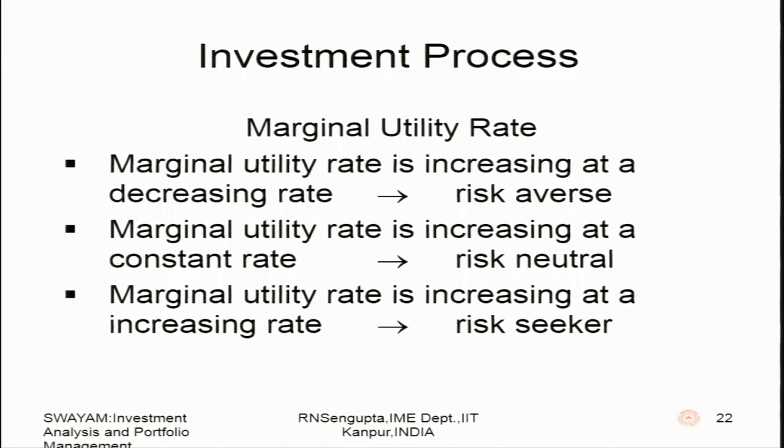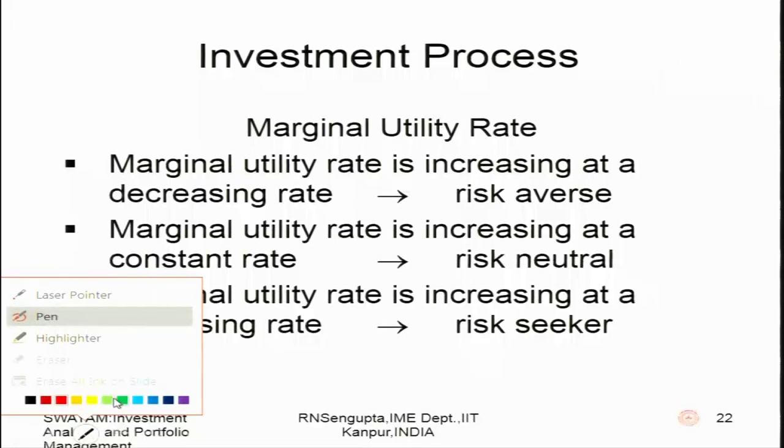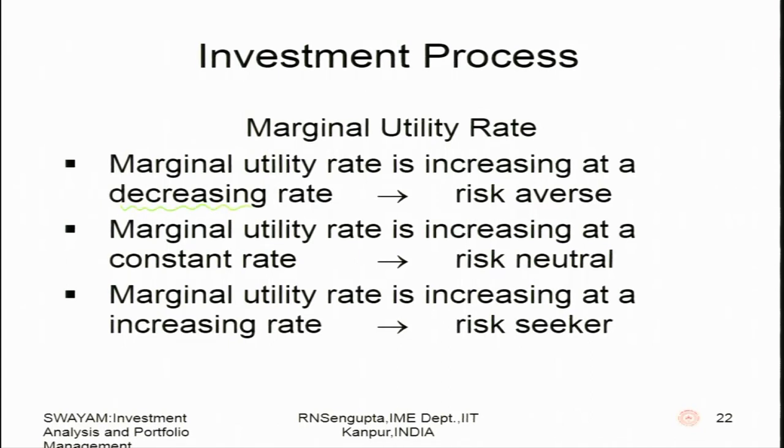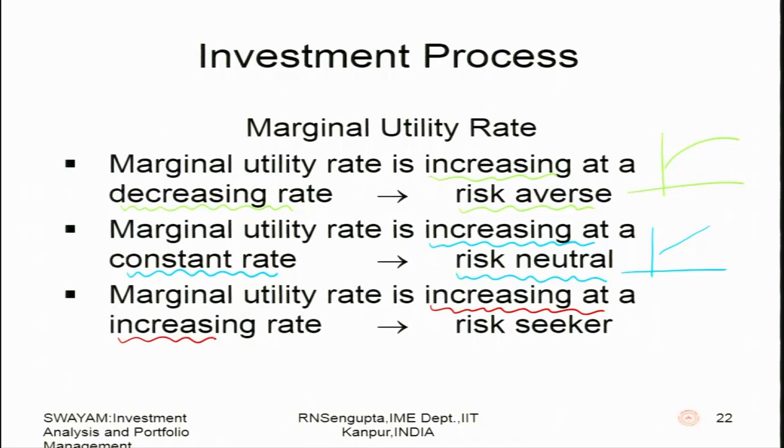So, the marginal rate is increasing at a decreasing rate. So, it is increasing, but slowly decreasing. That is increasing at a decreasing rate, which is a risk aversion property. Let me again draw the graph. The marginal rate increasing at a constant rate, the rate is not changing, slope fixed, is a risk neutral property. This is the graph. And the case when it is increasing at an increasing rate is a risk seeking property, an increasing graph like this. Again, I drew it here, not good, did not go back to the previous slides.